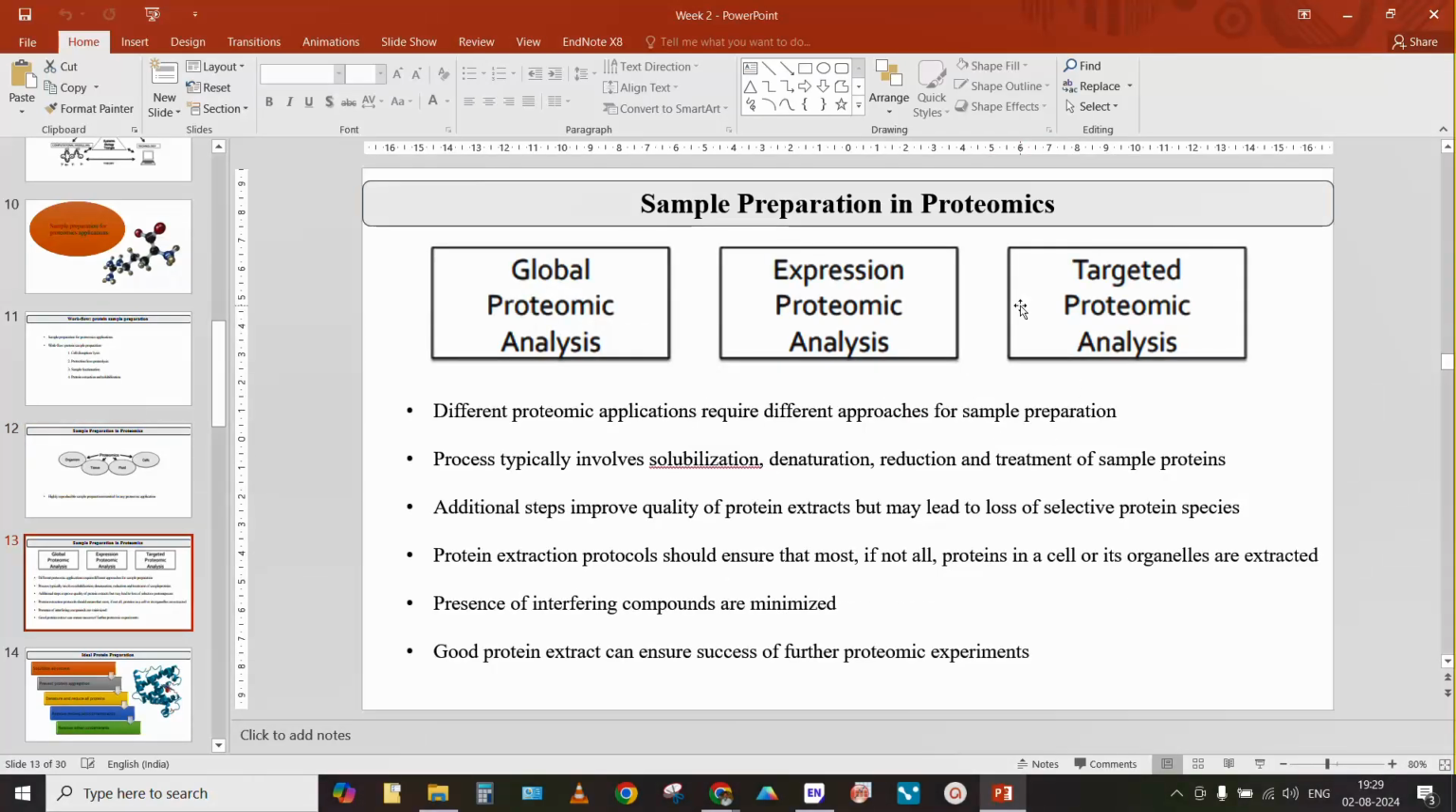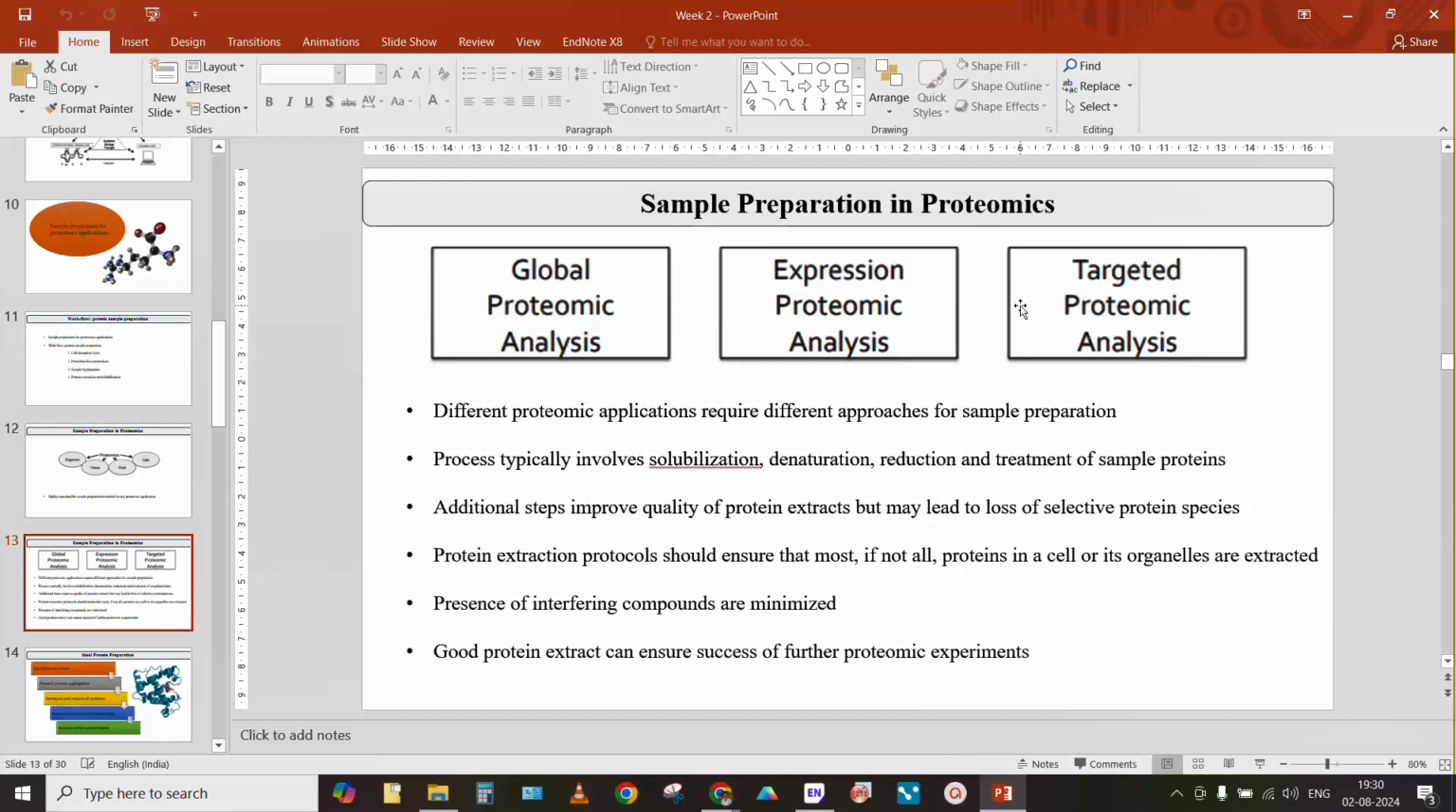Then, as you can see here, there are global proteomic analysis, expression proteomic analysis, and targeted proteomic analysis. So these are the three different terminologies for proteomic analysis. So we'll start from the first one, which is global proteomic analysis.